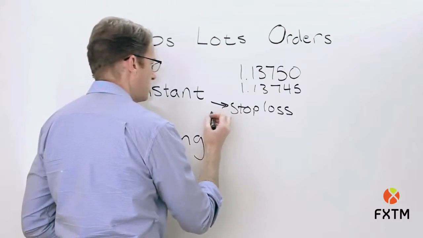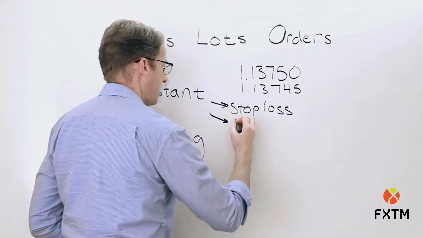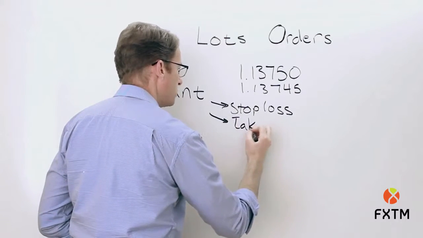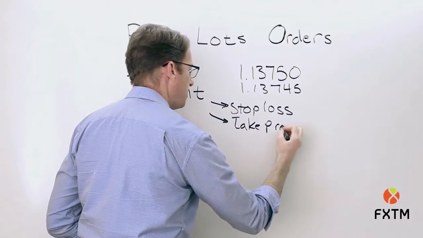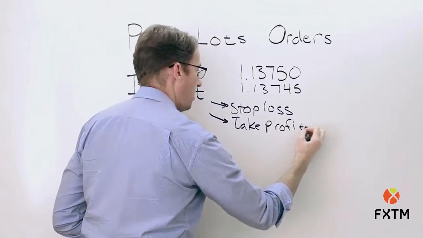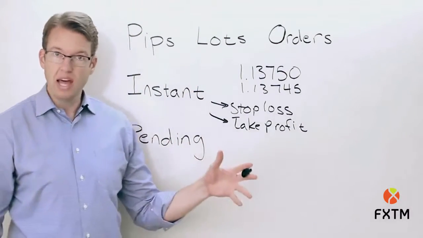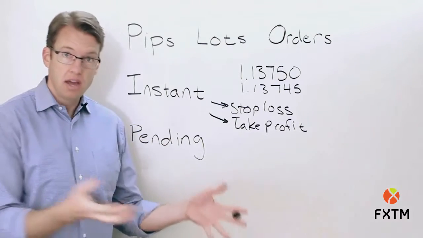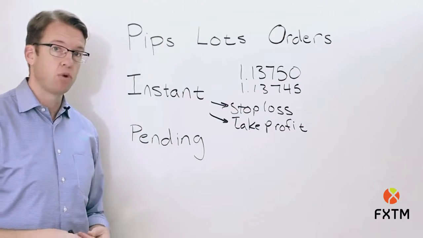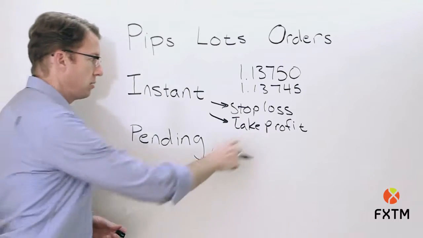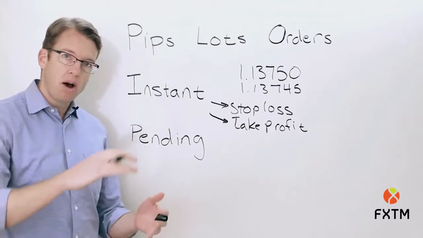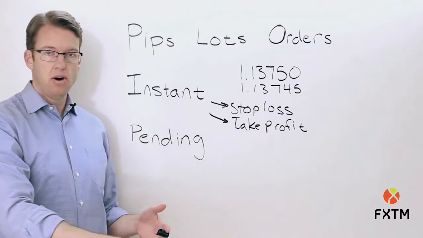Well, they can also set another order at the same time called a take profit. So the take profit will allow them to take their profits off the table if the exchange rate gets to where they had planned, even whether they're there in front of their FXTM MT4 platform or not. So they're able to, in this case, put a take profit order underneath the market.